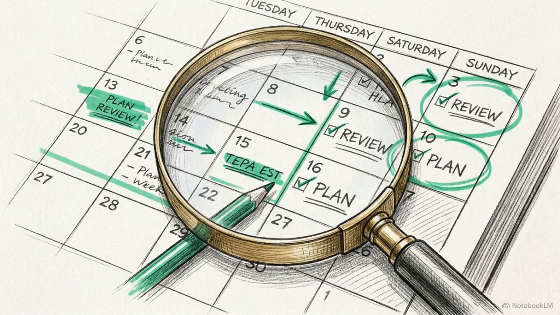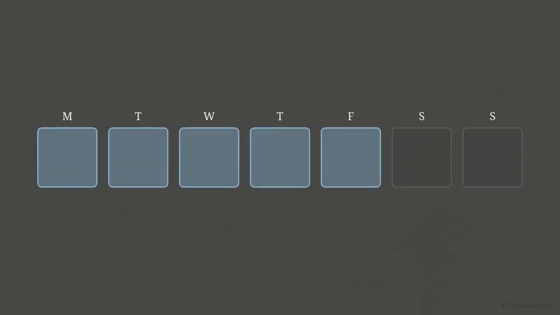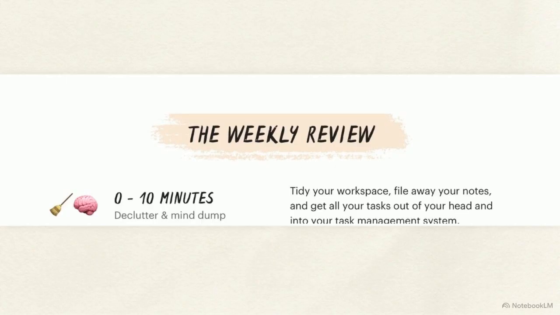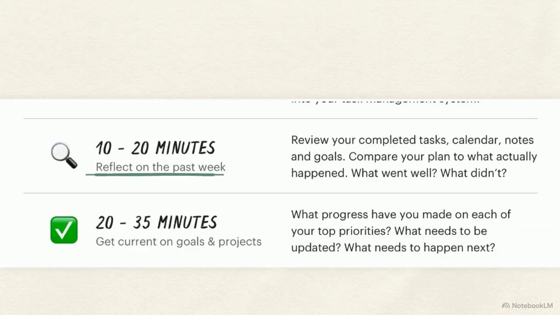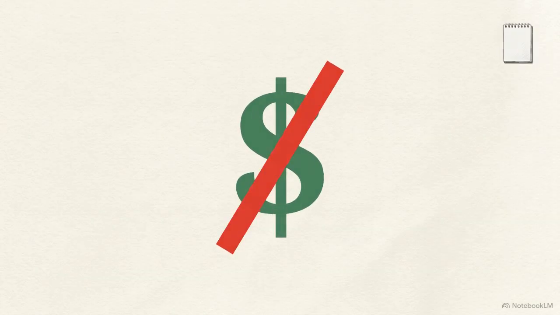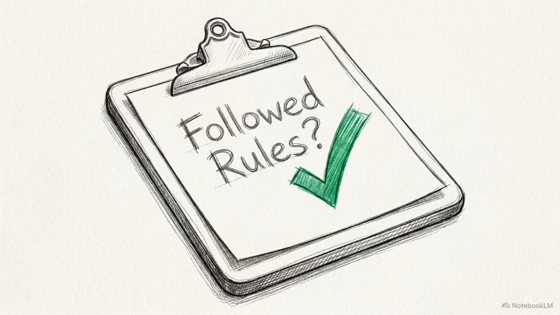Step 2 is the weekly review. At the end of every trading week, you need to time block a specific analytical session to zoom out and look at your behavior. This graphic breaks down how to structure that time. The first 10 minutes are purely for decluttering your workspace and doing a mind dump to get lingering tasks out of your head. The next 20 to 30 minutes are for reviewing your recent actions. You compare your initial plan to what actually happened in the market and update your priorities for the coming week. There is a stringent rule for this weekly session: completely ignore your dollar amounts. Your only goal here is to answer one question: did you execute your predetermined rules?